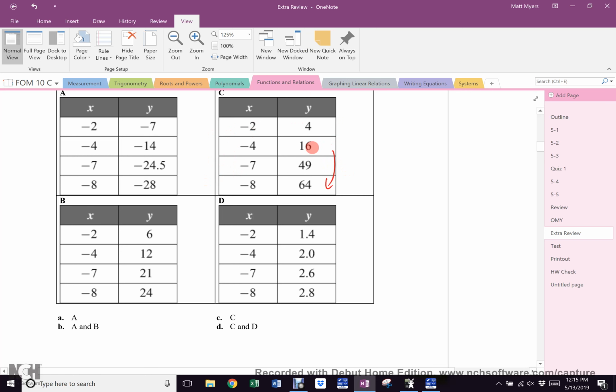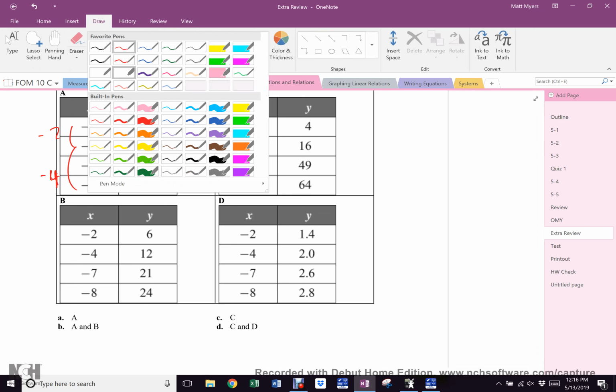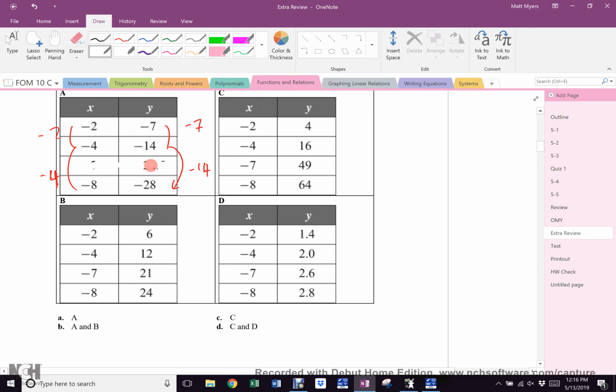So let's check. The first change, 2, -7. So this one, -2, -4. So if this is linear, this jump must be what? Double this jump. What's this jump? 7. What's double this jump? Is that true? Because we don't care about this one, do we? Is that linear? So A is okay. Let's check some others.